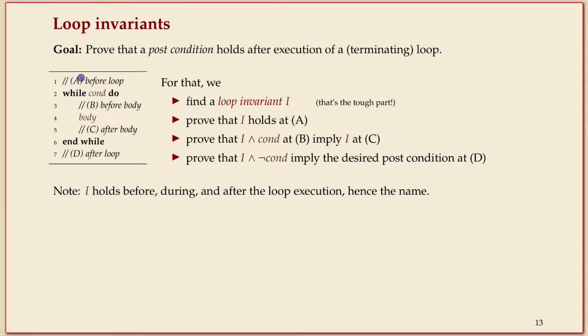So the setup here is we have some position before a loop, and we make some assumptions about what is true before the loop. Then we have a while loop with some condition, it does something, and then we want to guarantee some statement after the loop. I'll have a more concrete example on the next slide.